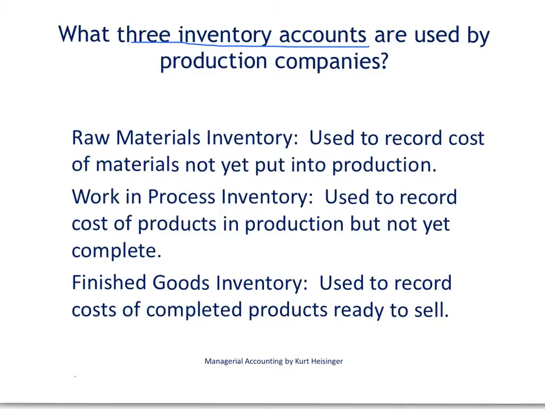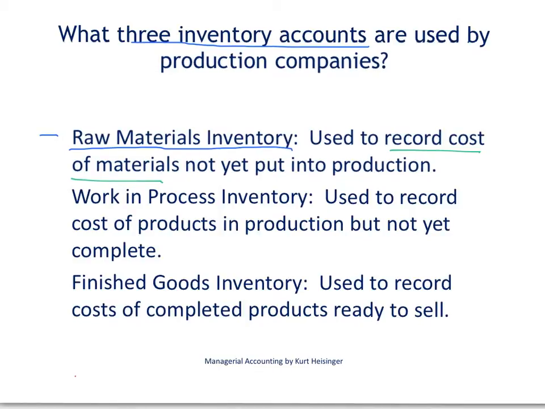The first account is the raw materials inventory account, and this account is used to record the cost of materials that have not yet been put into production. In a separate video, I talked about an example of building custom high-end racing bikes. In that example, the raw materials inventory would contain things like the wheels, the seats, the frames, and the chains for the bikes. Those are all the materials that are sitting in the raw materials inventory warehouse but haven't yet been put into production. So the cost of those materials resides in the raw materials inventory account.